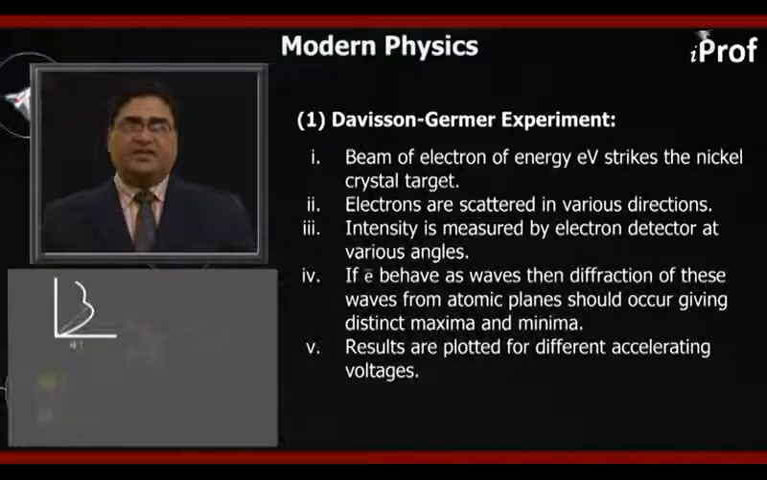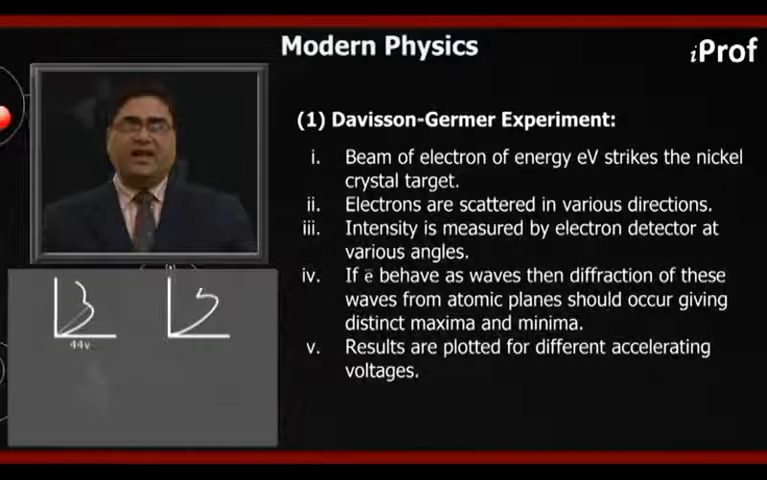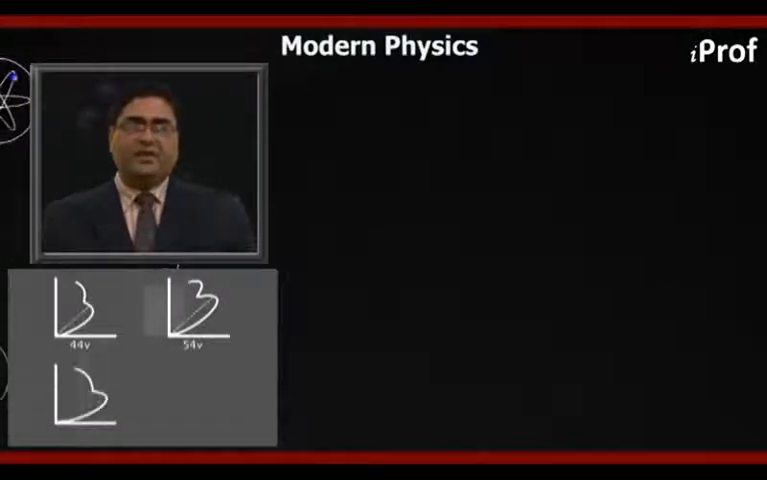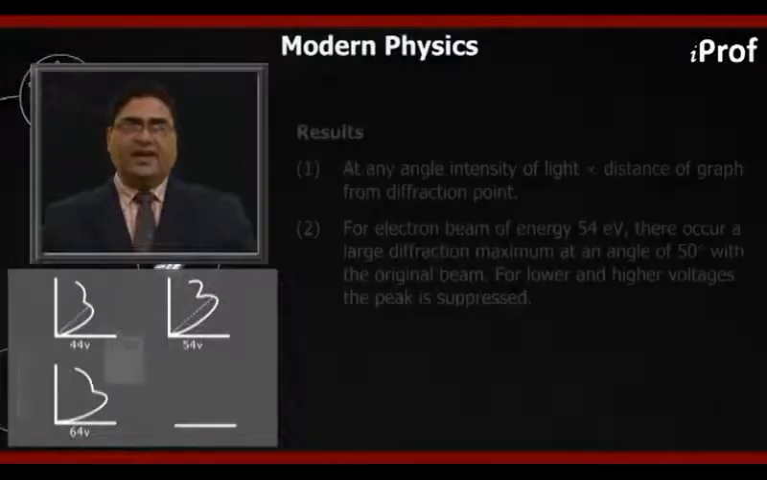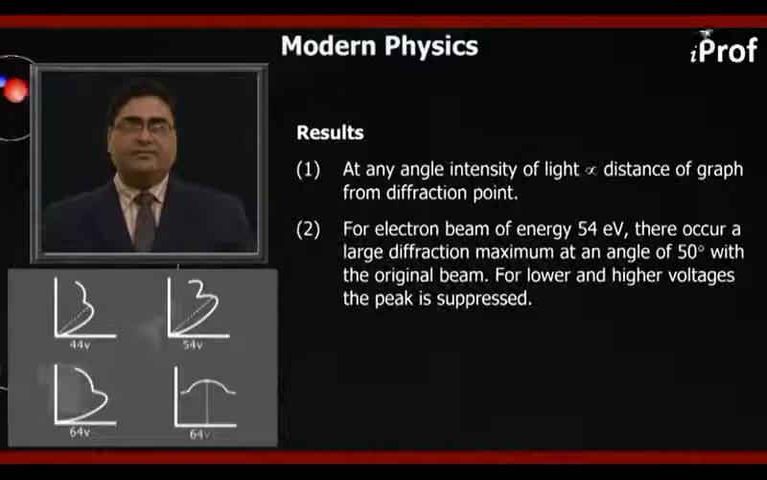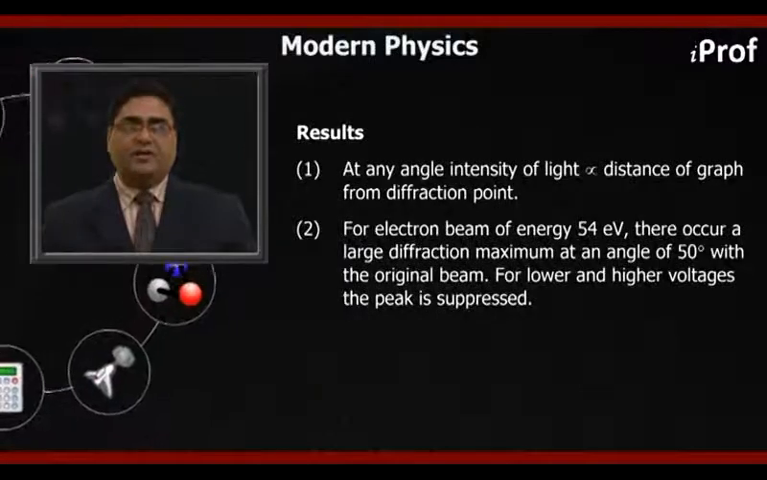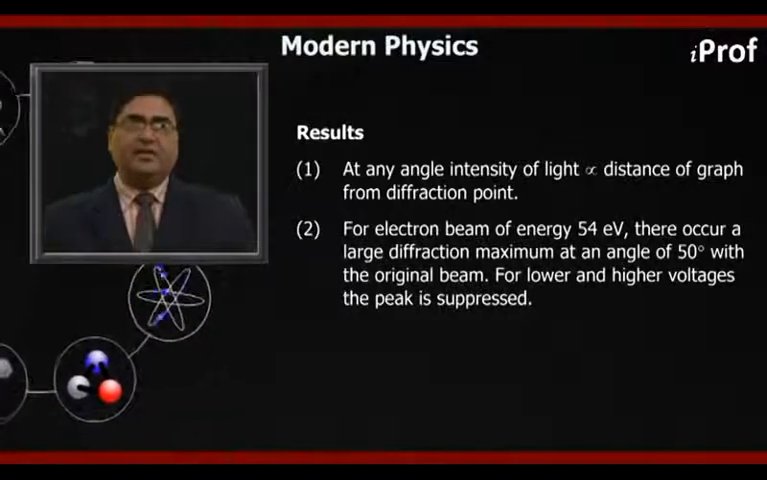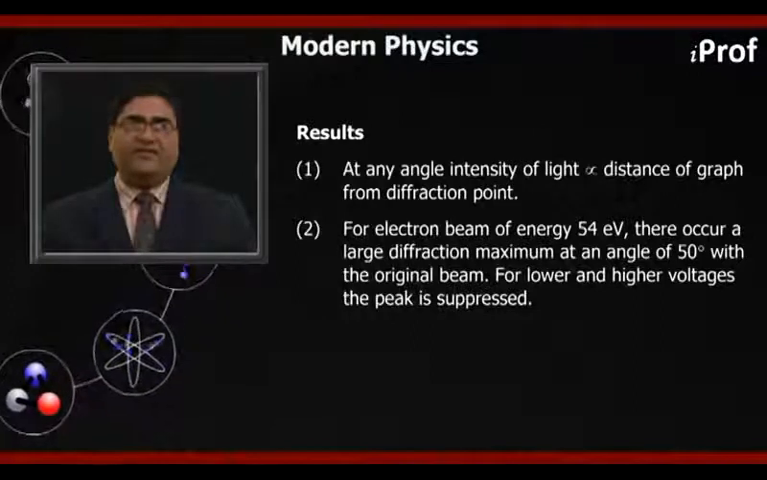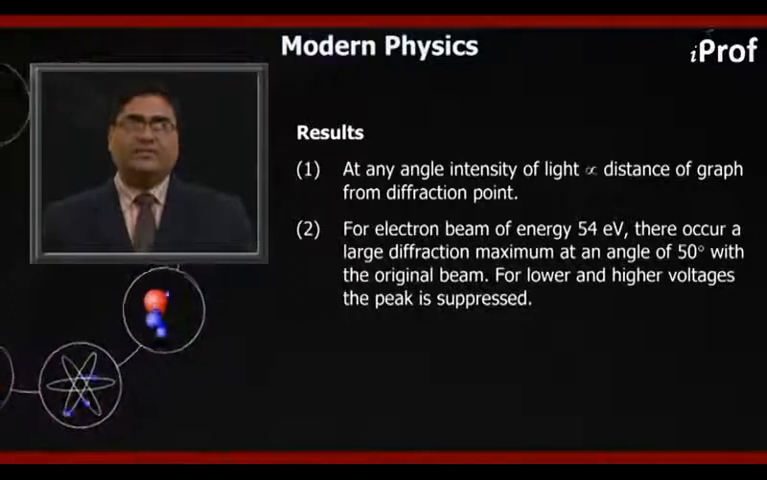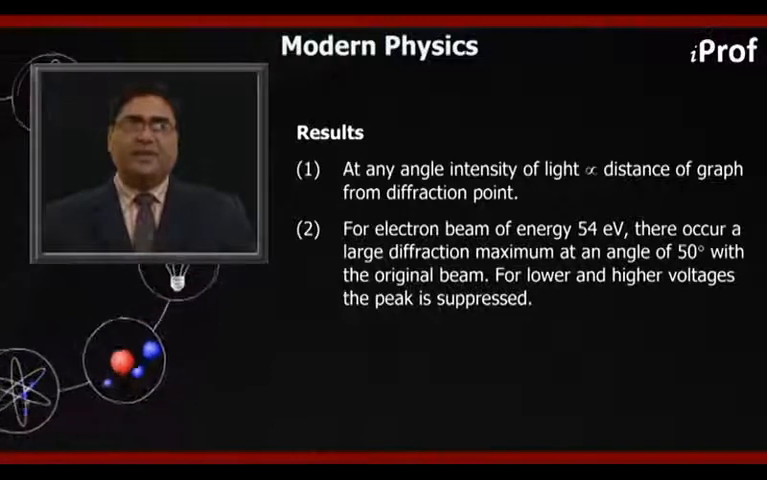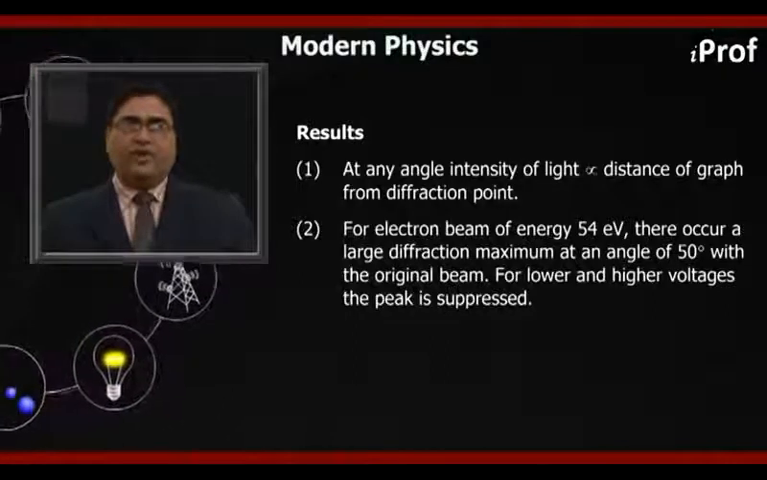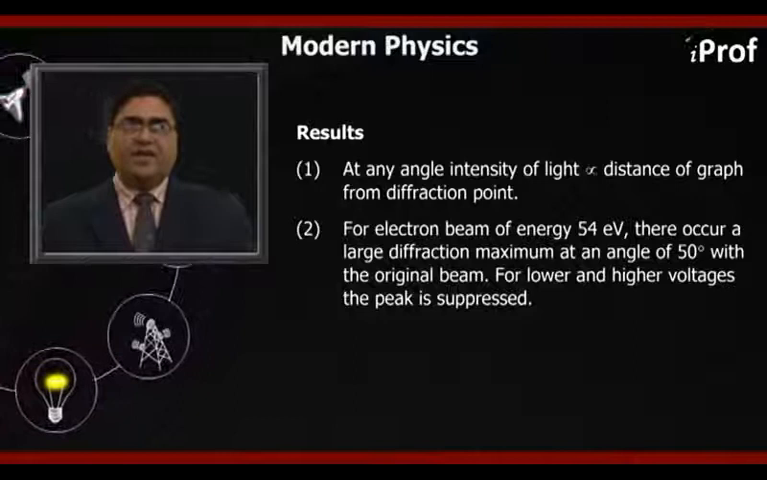Fifth, results are plotted for different accelerating voltages. The figure shows the different graphs. Let's see the results. First, at any angle, intensity is directly proportional to the distance of the graph from the diffraction point. Second, for an electron beam of energy 54 electron volt, there occurs a large diffraction maximum at an angle of 50 degree with the original beam. For lower and higher voltages, the peak is suppressed.